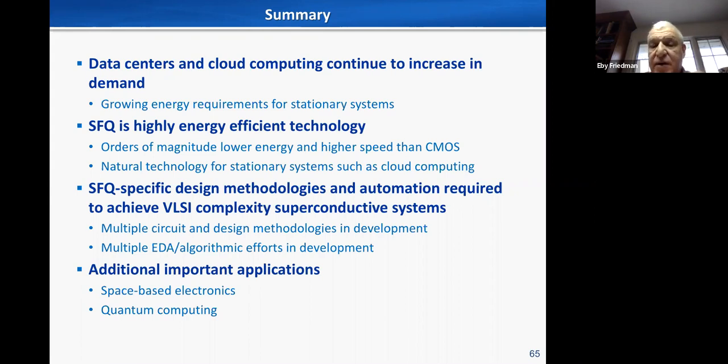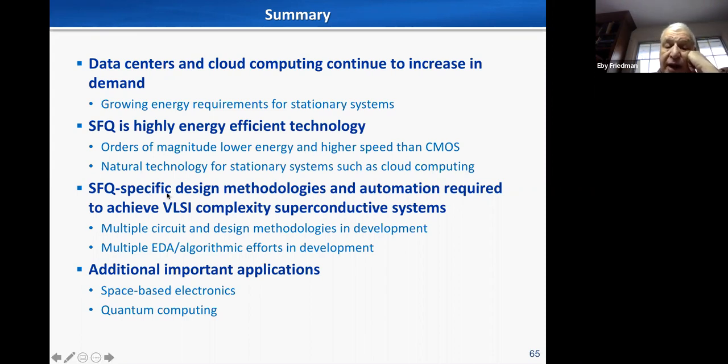But there's a lot of money, tens and hundreds of millions of dollars, being poured into SFQ right now to fix this problem. Again, SFQ is highly energy efficient, orders of magnitude lower energy, higher speed. You can get 200 to 1,000 times lower energy. That's a lot. Operate at tens to hundreds of gigahertz. And as long as it's stationary, it's a natural technology for cloud computing. So that's the obvious application. Necessary in quantum computing, totally appropriate in space, and very important applications in the military and certain industrial applications.